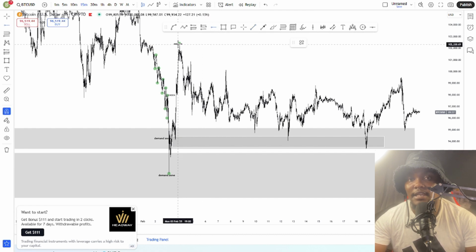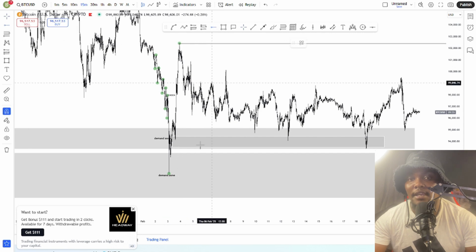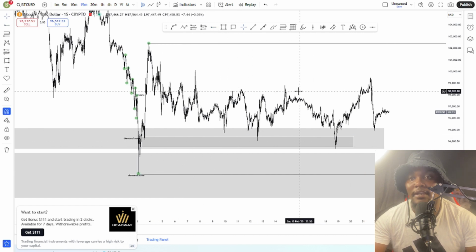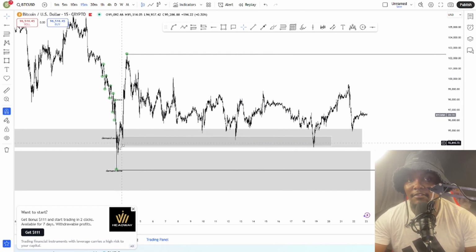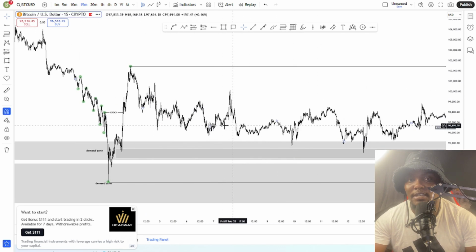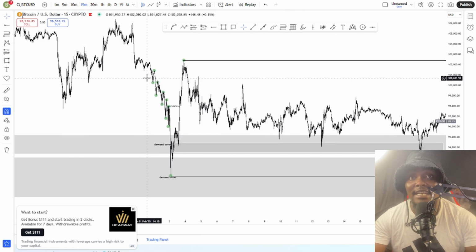Let me just use this line here. So we're focusing on this high here and this lowest point here. So whatever's happening within here, we are just waiting for buying opportunities. Then after having this change of character, guys, what you can clearly notice is that we had internal order flow.